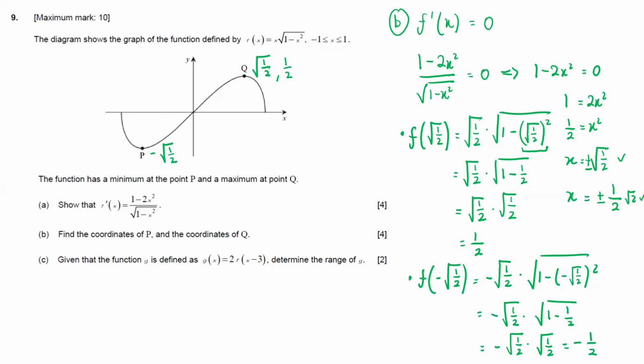So our P right there is going to be negative square root of 1 over 2, comma, negative 1 over 2. And then our Q right there is going to be square root of 1 over 2, comma, 1 over 2. That's it. That's our answer for coordinates of P and also coordinates of Q. Next question.